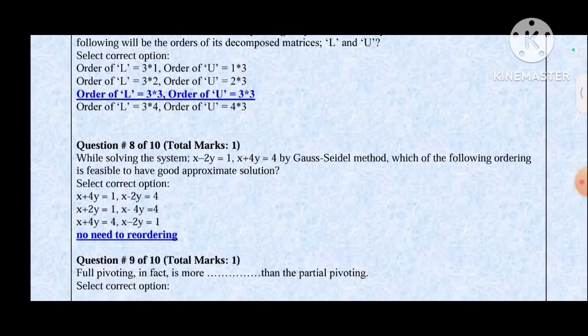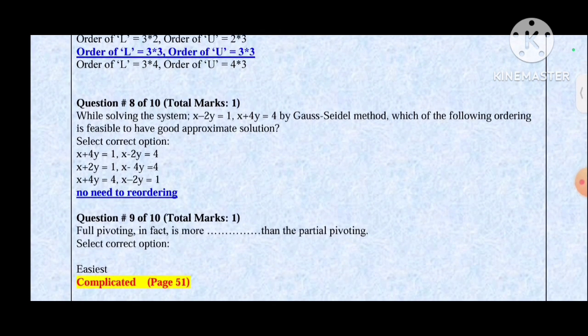While solving the system x minus 2y is equal to 1 and x plus 4y is equal to 4, if we use the Gauss-Seidel method, then which of the following orders is feasible to have a good approximate solution? No need for reordering.